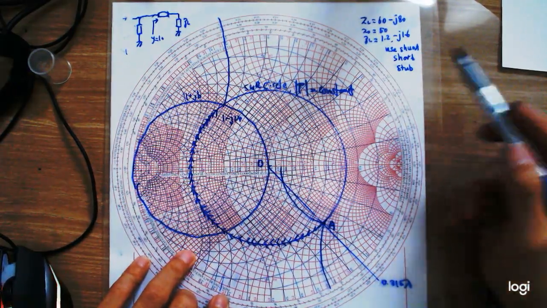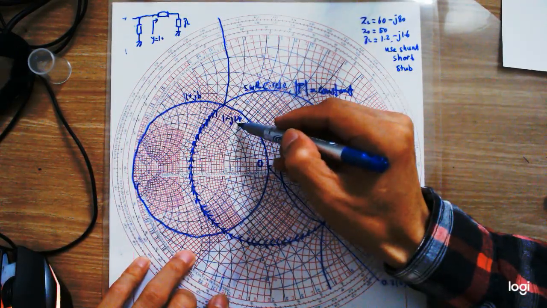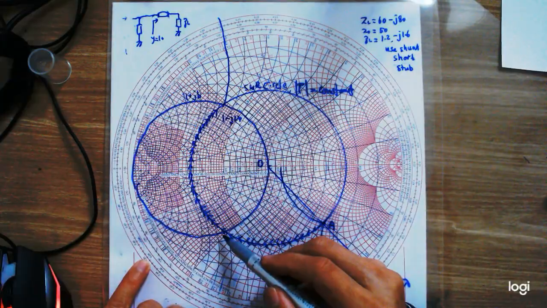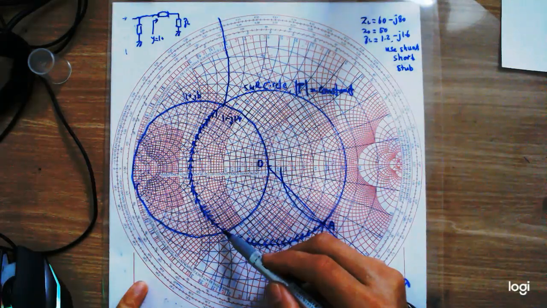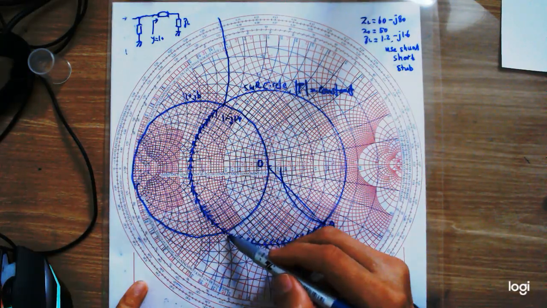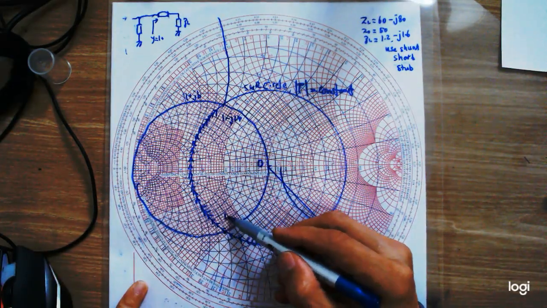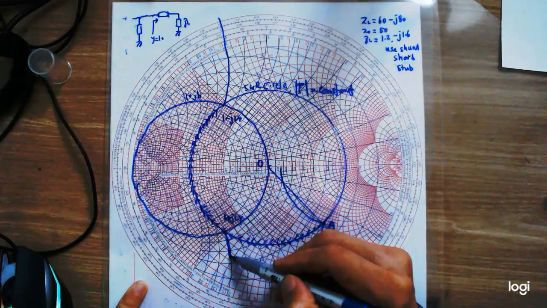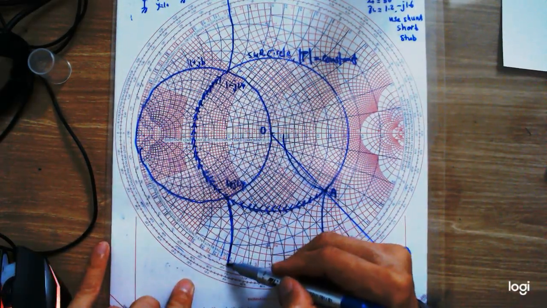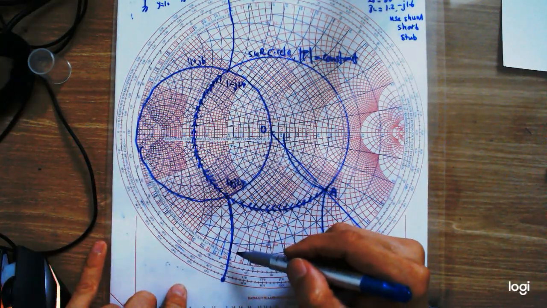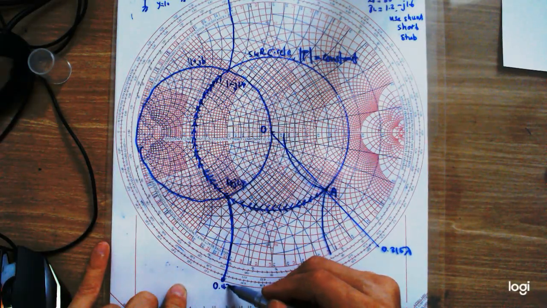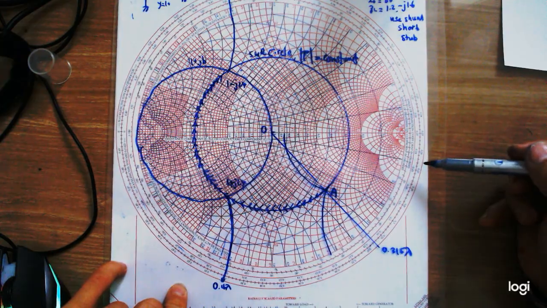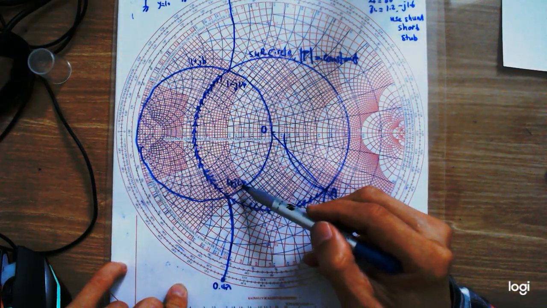In order to cancel this minus j1.4, we need to choose the admittance of the stub that will give us positive j1.4. So if I start from here, this is 1 plus j1.4. We will scan this line here and all the way down here. So clearly, you get the position here, 0.4 lambda. What it means is you need a short circuit stub to realize this positive j1.4.